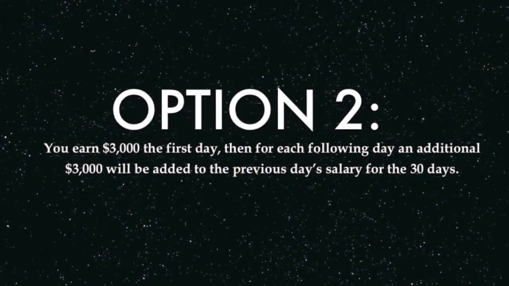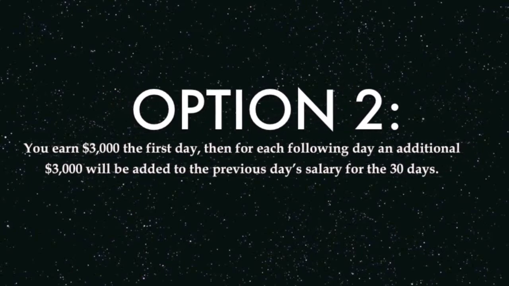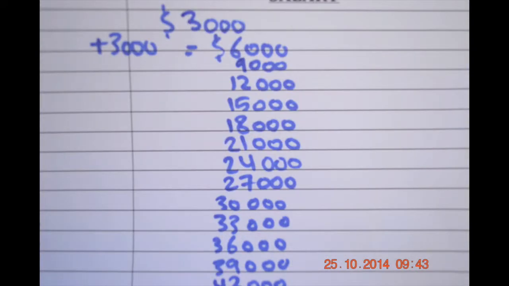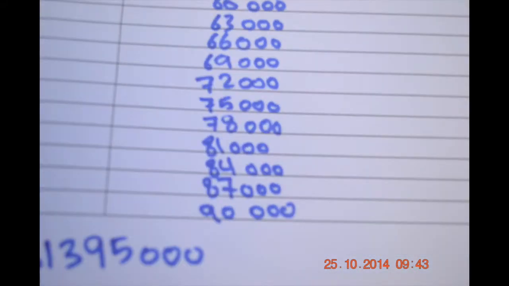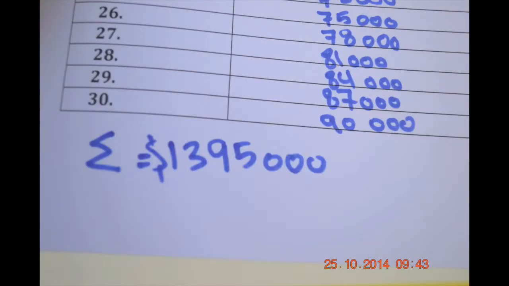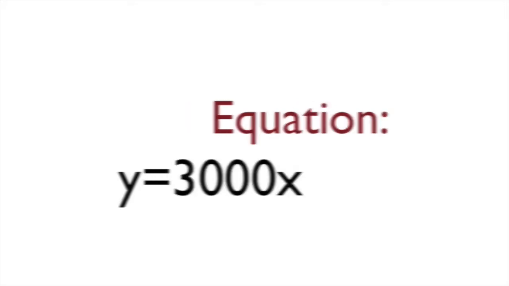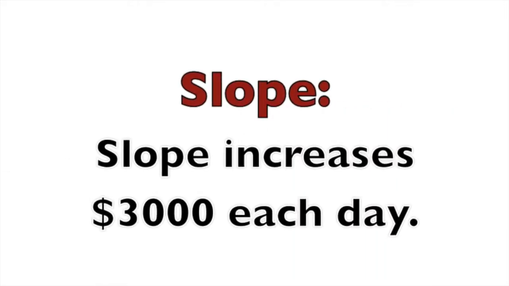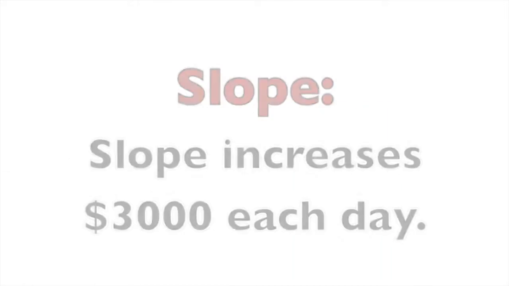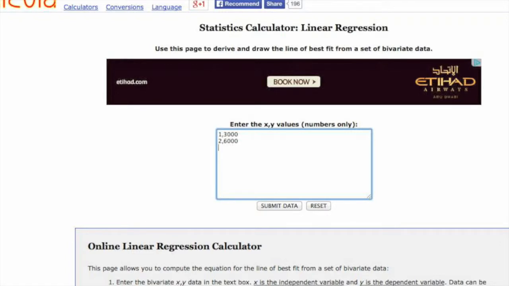Option 2 says that you earn $3,000 the first day, then for each following day an additional $3,000 will be added to the previous day's salary. So for each day we have to add $3,000 to the previous day's salary. And the summation is this number. The equation can be modeled by y equals 3000x, where x represents days. The slope increases $3,000 each day, and this is the regression graph.